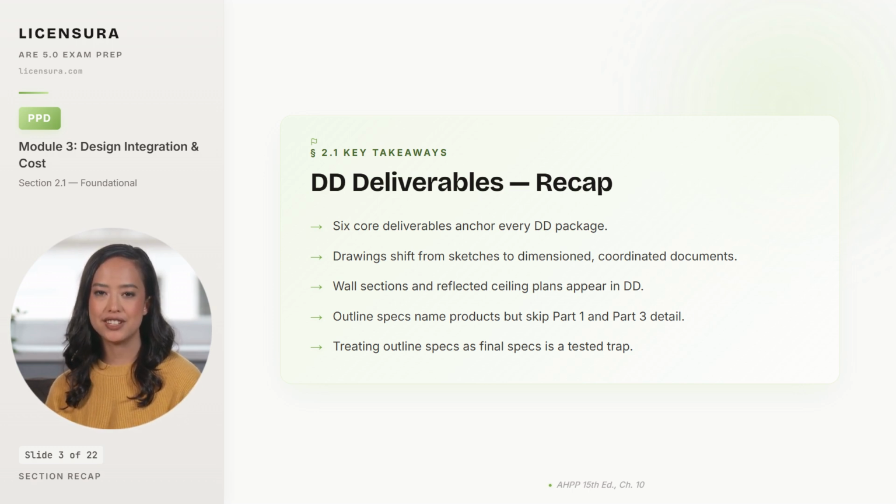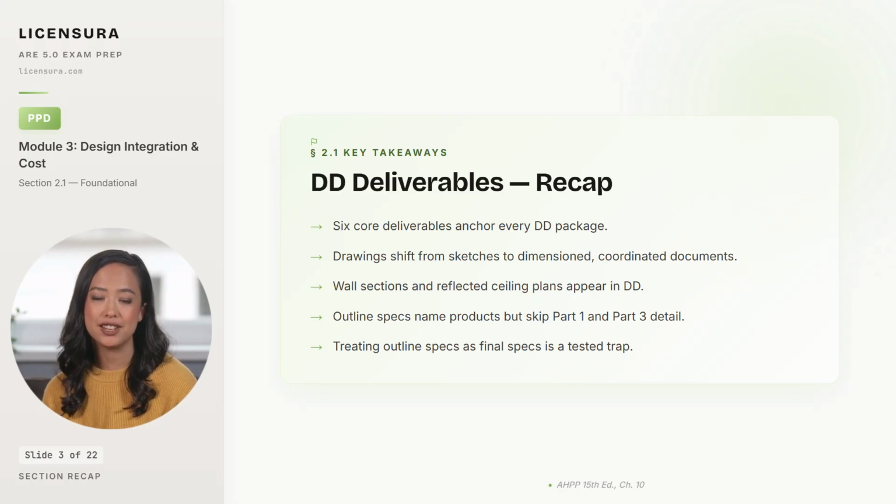Outline specifications name products and identify performance criteria, but they stop short of the Division 01 administrative content and the Part 1 and Part 3 procedural content that complete specs require. And treating outline specs as final specs is one of the most common exam traps because it is one of the most common real practice errors. Outline is a midpoint, not a finish line.